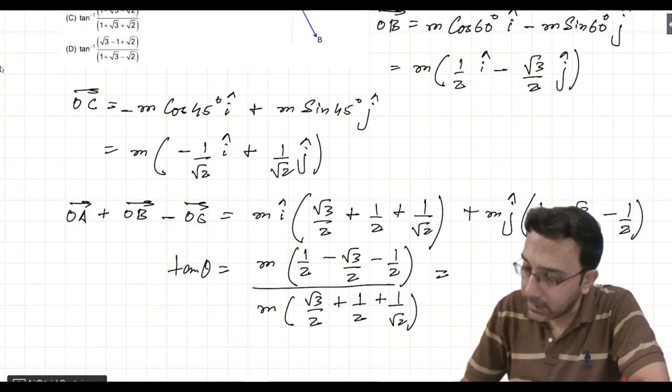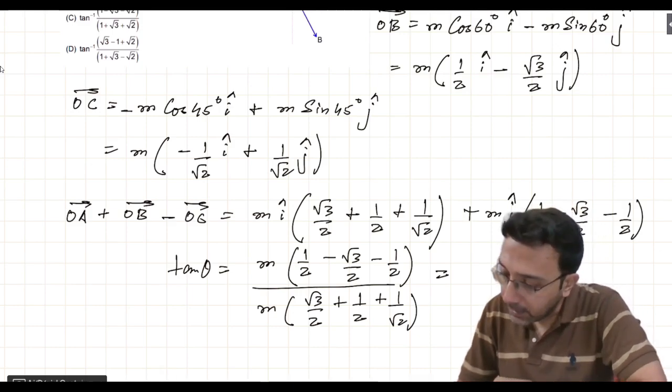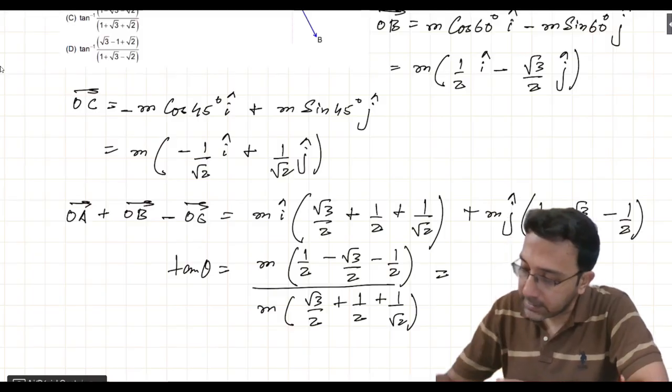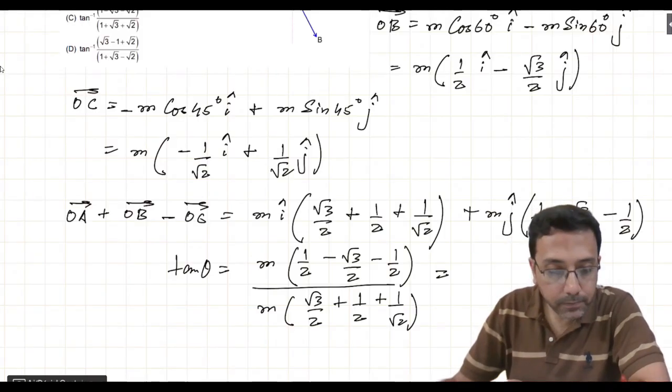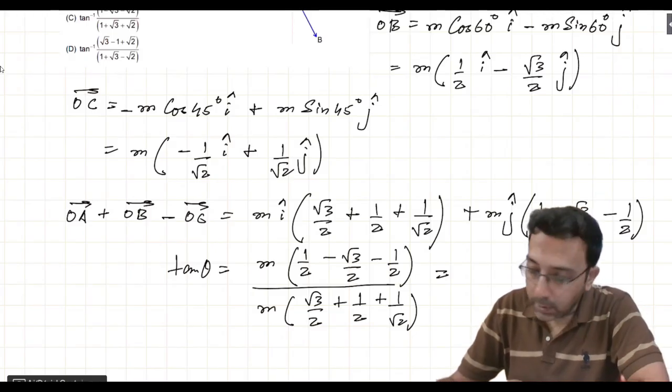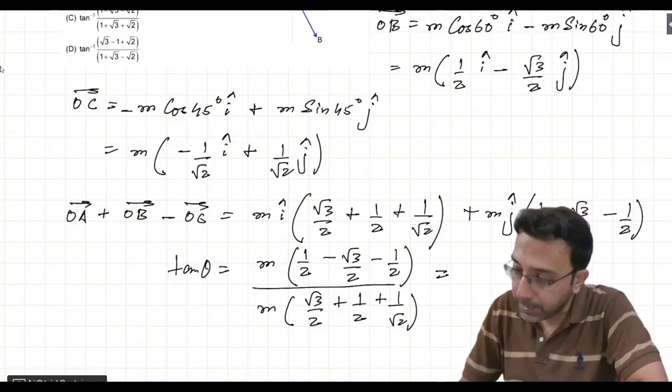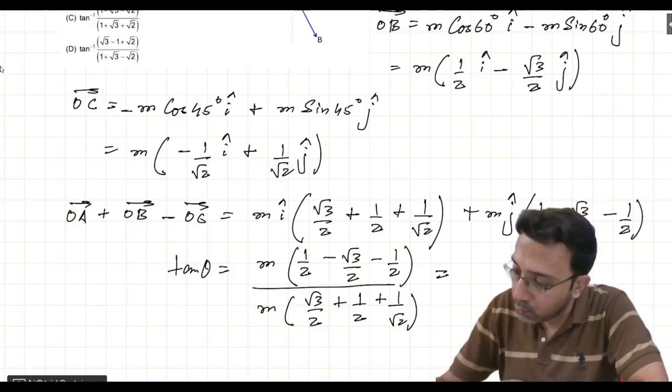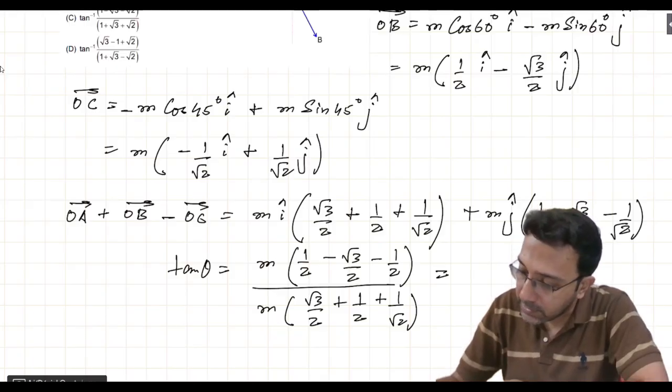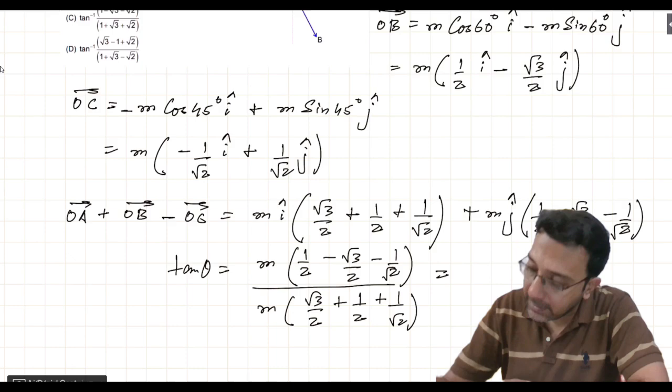M gets cancelled out in the numerator and denominator. So in the numerator, it comes out to be minus root 3 by 2. In the denominator, the last term is also root 2. So if I take the LCM, this root 2 can be multiplied and divided by root 2 from either side.